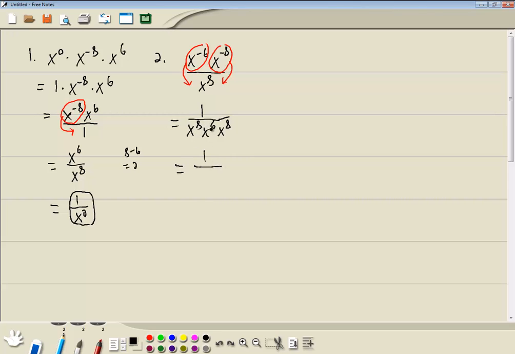Well, now we got x to a power times x to a power times x to a power, so we're going to add the exponents. Well, 8 plus 6 is 14, plus another 8 is 22. Yeah, 22. And then that would be our answer.